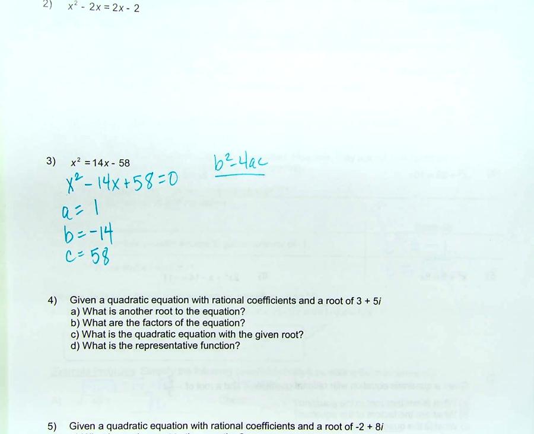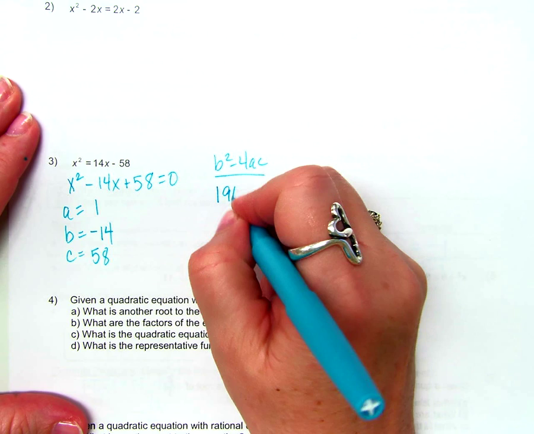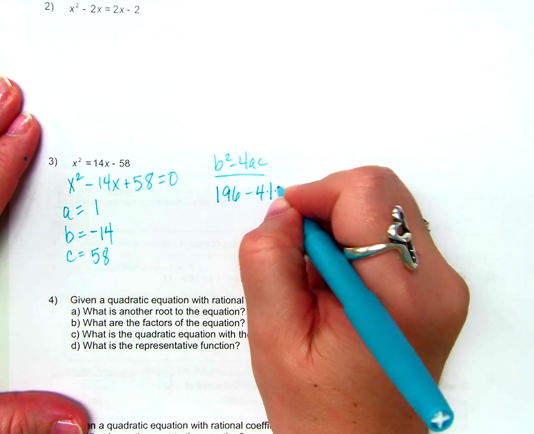Or, as pre-AP students, just know, when you square a negative number, you're going to get a positive, right? You might not know 14 squared. I happen to because I've done math for a while, okay? But either put the negative 14 in parentheses or just square 14 and know it's going to be a positive number because it's a negative number squared. Fair enough? Okay, 196 minus 4 times 1 times 58.